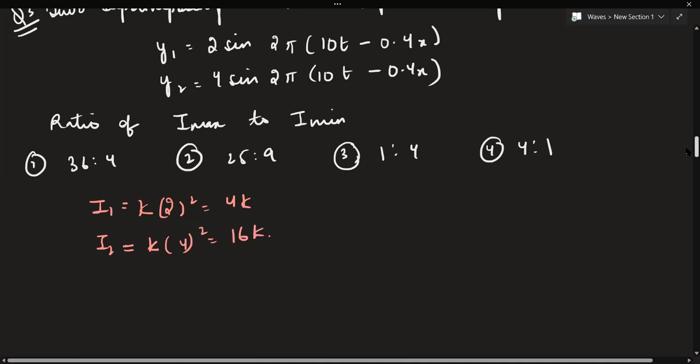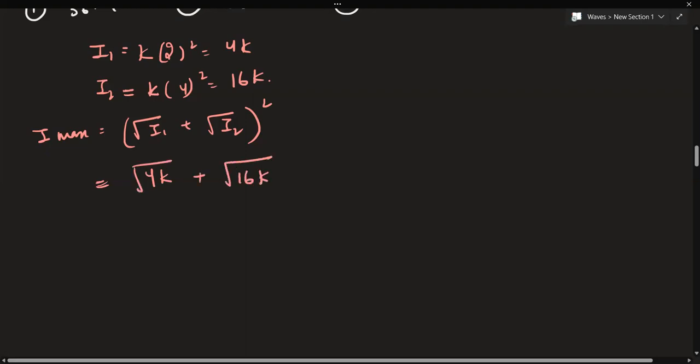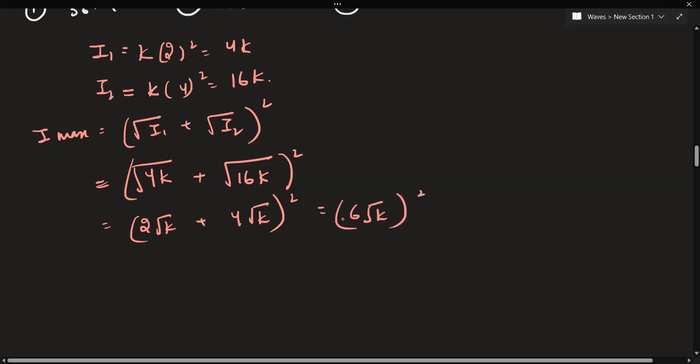Now see, we have the values of I1 and I2 with us. Now as I've told you, I maximum is given by which formula? Under root I1 plus under root I2, whole square. So on putting the values of I1 and I2, this will be under root 4k plus under root 16k, whole square. So this will be 2 root k plus 4 root k, whole square. So 2 root k plus 4 root k is 6 root k, whole square. This is 36k.